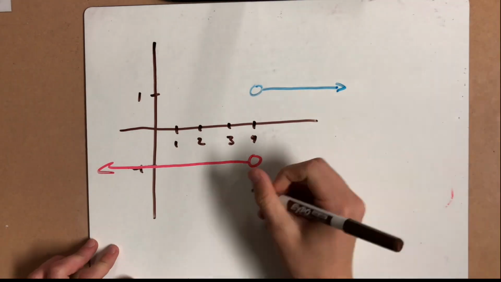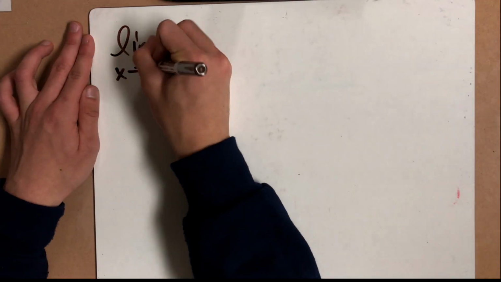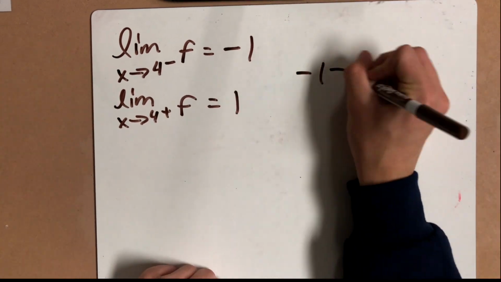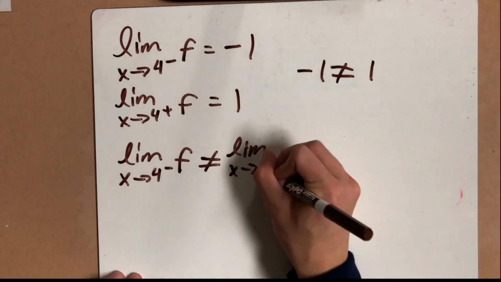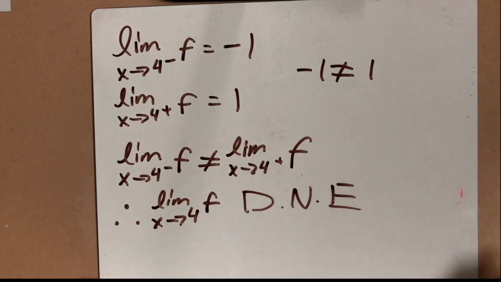In order to define the limit at 4, the function has to be approaching the same value from the left and right sides. However, in parts A and B, we learned the limit from the left side is equal to negative 1, and the limit from the right side is 1. Thus, the limit from the left and right sides are not equal. Therefore, the limit of f as x approaches 4 does not exist.